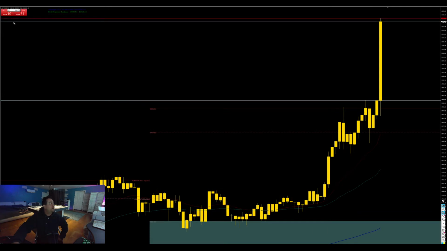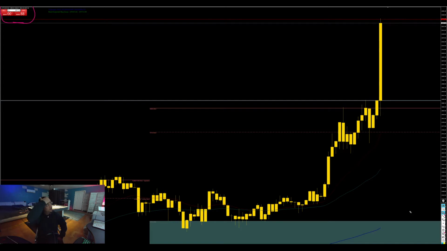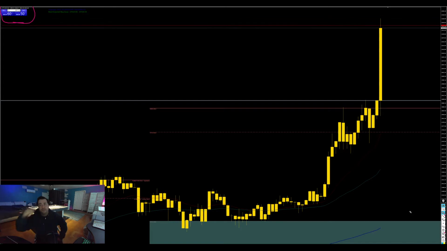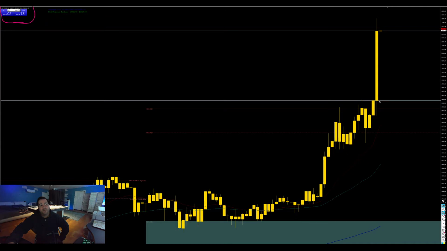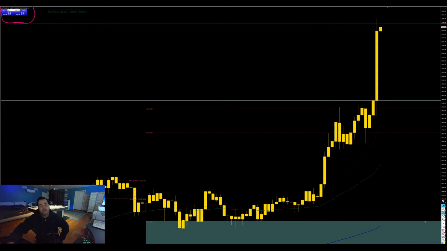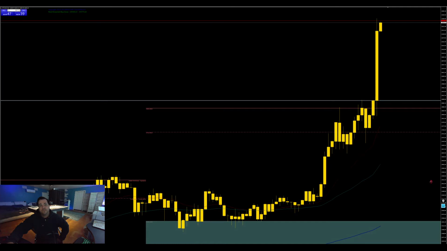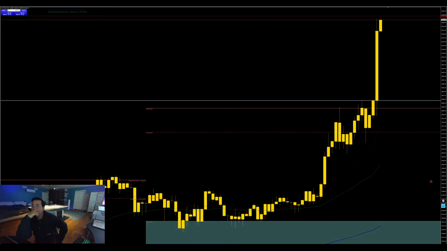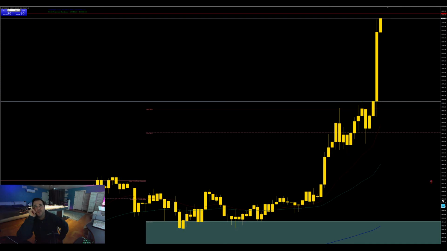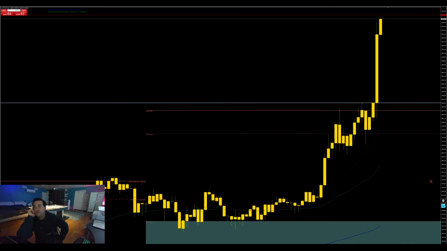Look at this over here. Look how rapidly that's changing. Can't even keep up with that. This was our breakout level right here. You can see I drew that line. Here we go again. Back to 20,300. 330.